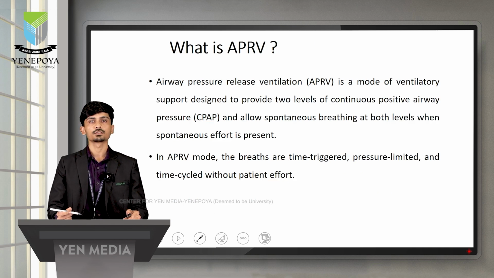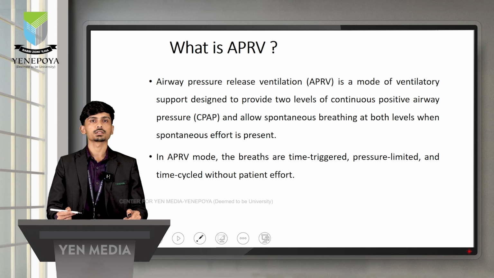So first of all, let us learn what is APRV. APRV stands for Airway Pressure Release Ventilation. It's a mode of mechanical ventilation which provides two different levels of continuous positive airway pressure, and it allows spontaneous breathing at both of these levels when the patient has some spontaneous breathing efforts. Unlike other conventional modes of mechanical ventilation where only one level of positive airway pressure is given, that is positive end expiratory pressure, also known as PEEP, in this mode two levels of continuous positive airway pressures are given and the patient is able to spontaneously breathe at both of these levels.